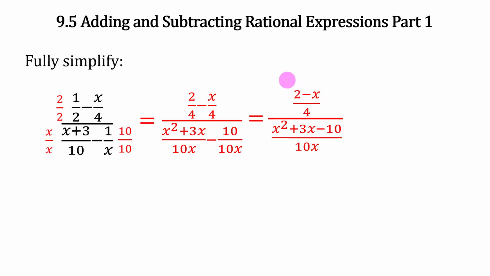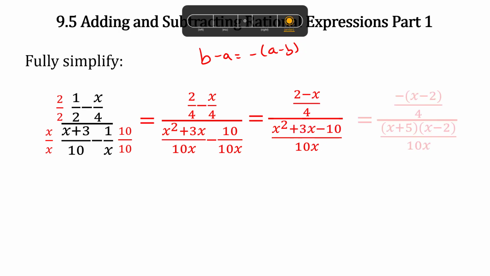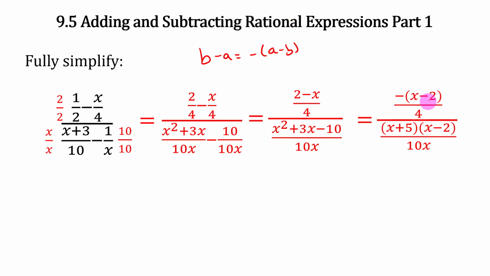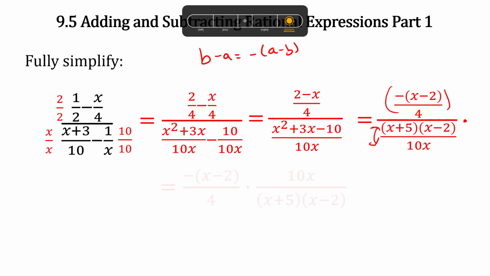I'm going to factor the 2 minus x. I'm going to do the whole b minus a equals negative a minus b. And then what multiplies to negative 10 and adds to positive 3 is going to be x plus 5 and x minus 2. And the whole point is now we've got x minus 2's that are probably going to cancel out. So now I keep the top fraction. I'm going to change the multiplication, and then I'm going to flip this, multiplying by the reciprocal.